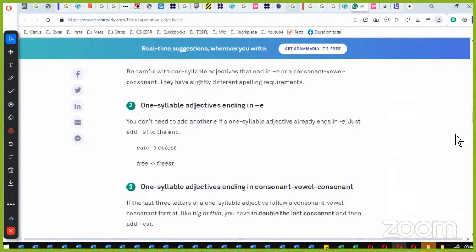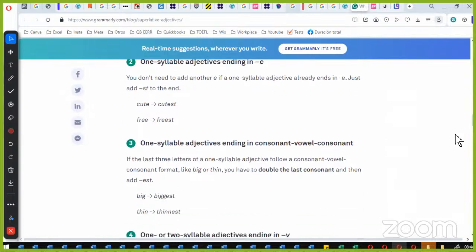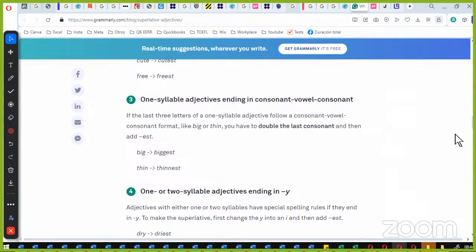Number 2, one-syllable adjectives ending in e. You don't need to add another e if a one-syllable adjective already ends in e. Just add est to the end. Cute, cutest, free, freest. One-syllable adjectives ending in consonant-vowel-consonant. If the last three letters of a one-syllable adjective follow a consonant-vowel-consonant format like big or thin, you have to double the last consonant and then add est. Big, biggest, thin, thinnest.